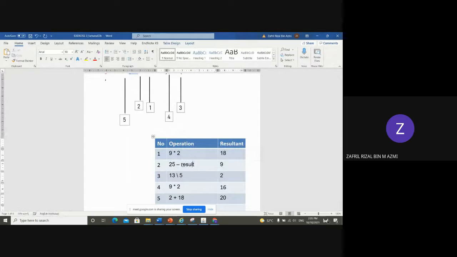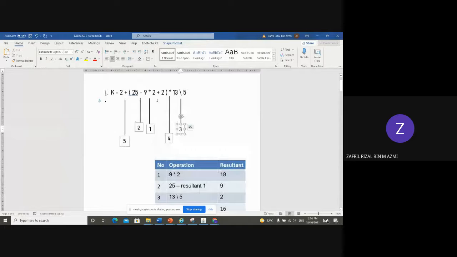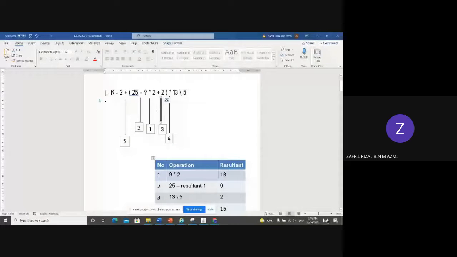resultant 1. Why resultant 1? If the resultant is 2, it means we are referring to this process. This is the resultant of 4. This is the resultant of 3. Okay. So over here you are missing one more step. There's supposed to be a third step over here, so you are solving this first. You are missing this step because you combined everything.